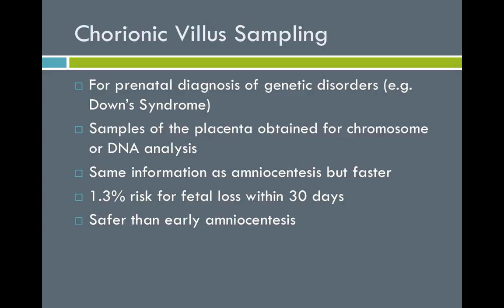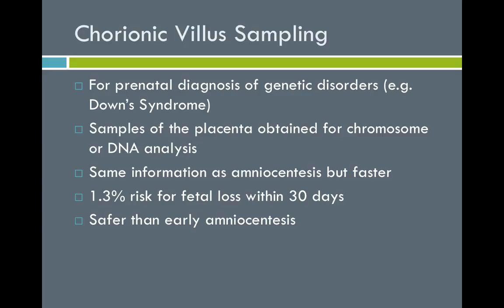The chorionic villus sampling, again, is optional for the patient for prenatal diagnosis of genetic disorders, for example, Down syndrome. We take samples of the placenta for chromosomal or DNA analysis. It gives us the same information as an amniocentesis, but earlier. The problem with chorionic villus sampling is that it carries a higher risk for miscarriage within 30 days.